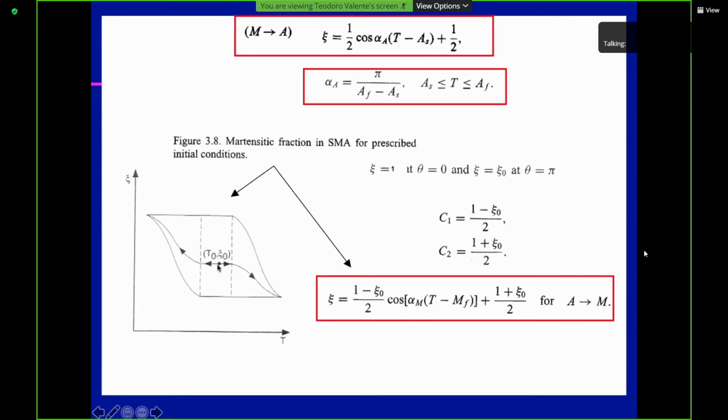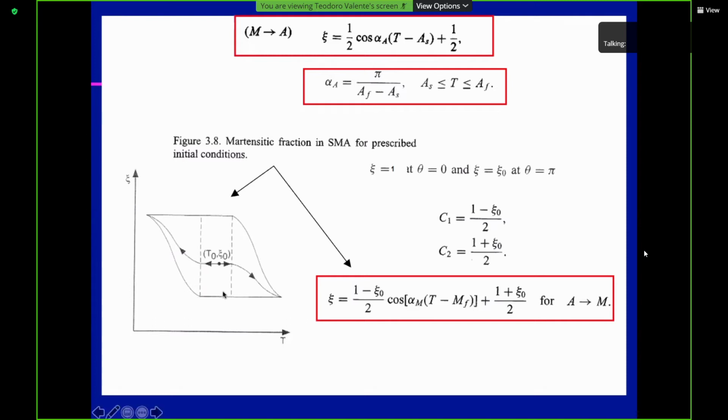But generally speaking, and this can be applied in cooling and in heating, let's have a look at cooling, that is austenite to martensite transformation. We could say, let's put ourselves in a general approach in which our starting point, at a temperature value T0, is that we have a pre-existing percent of martensite, which is equal to Xi0.